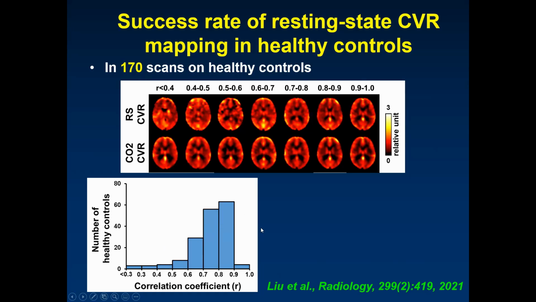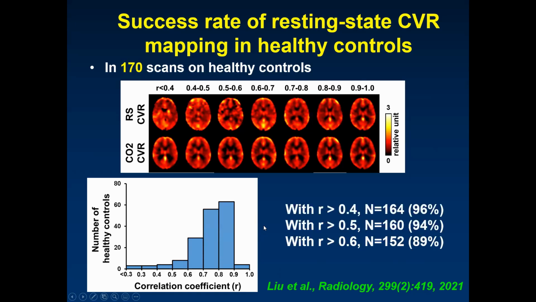across all 170 subjects. If we look at the ratio of the subjects, 96% of the subjects had an R higher than 0.4, which is this range and above, and 89% of subjects had an R higher than 0.6, which is this range and above.